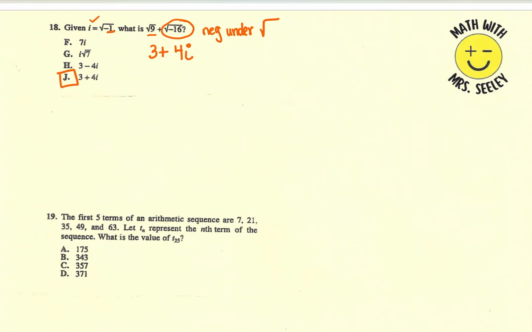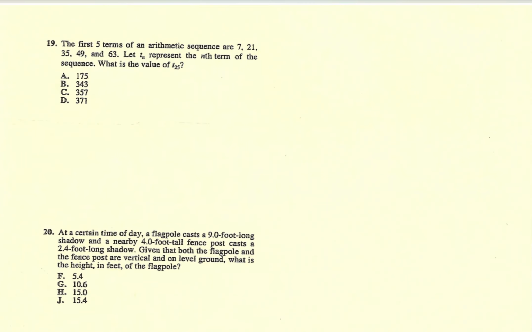All right, number 19. It says the first 5 terms of an arithmetic sequence are 7, 21, 35, 49, and 63. Let t sub n represent the nth term of the sequence. What is the value of t sub 25?